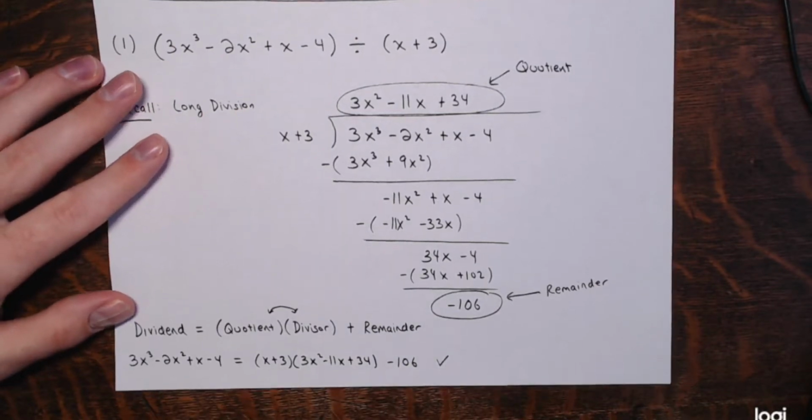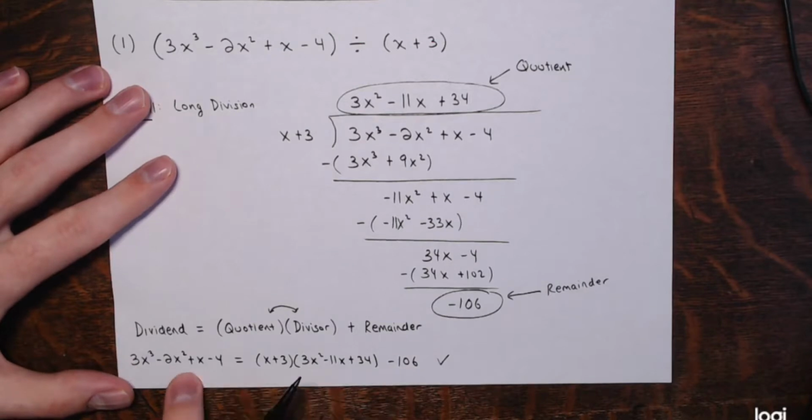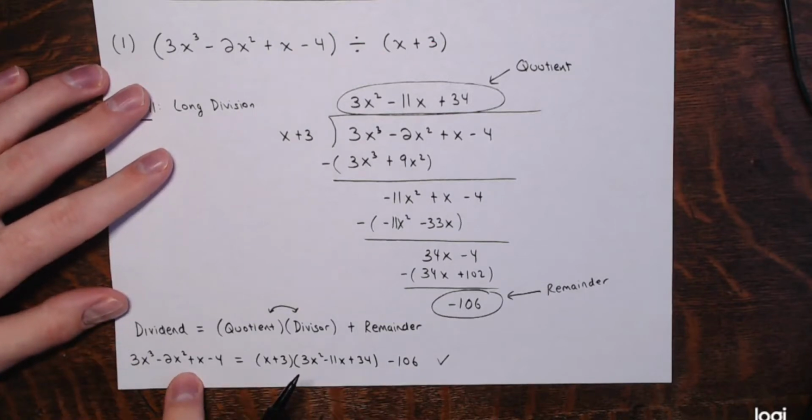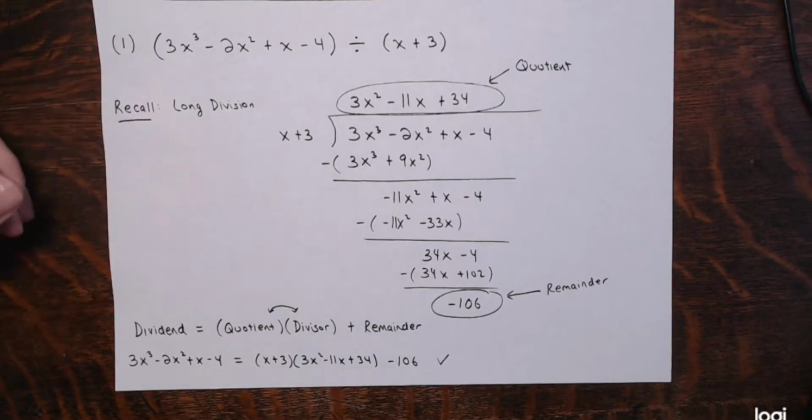Multiply these two, distribute the x, distribute the 3, and then subtract 106 when you're done. It should be equal to 3x cubed minus 2x squared plus x minus 4. I'll leave that to you to check. All right, so this was long division.